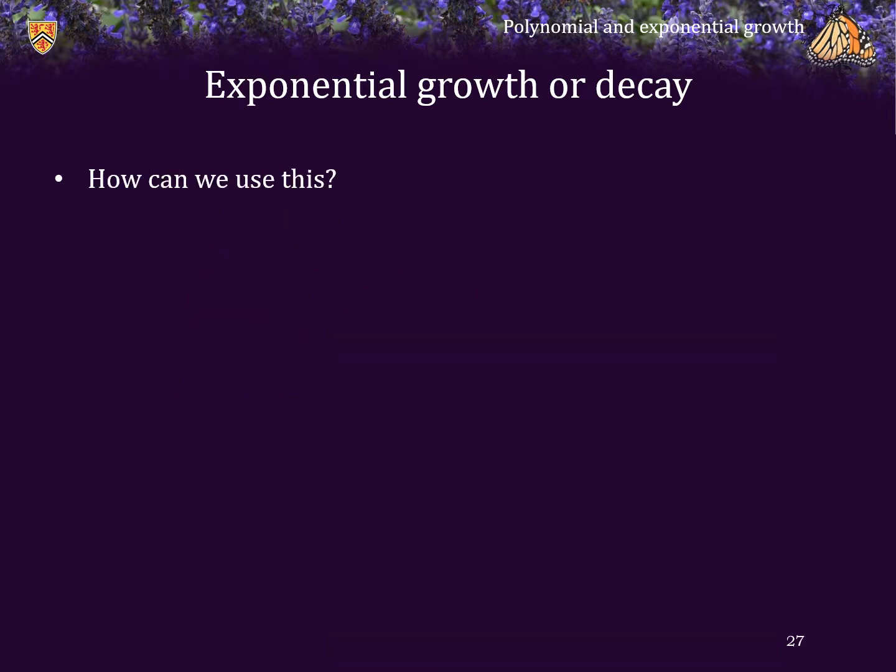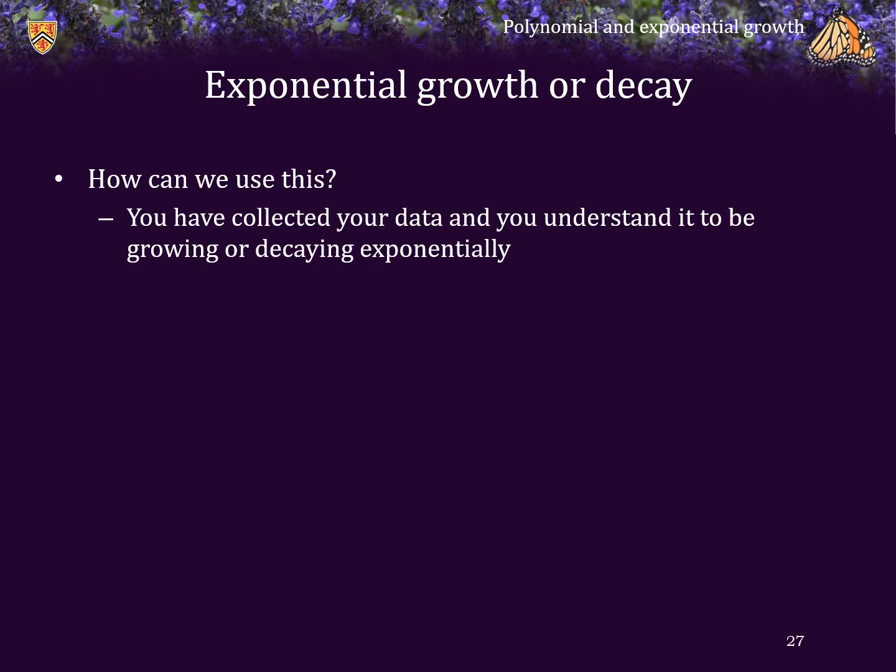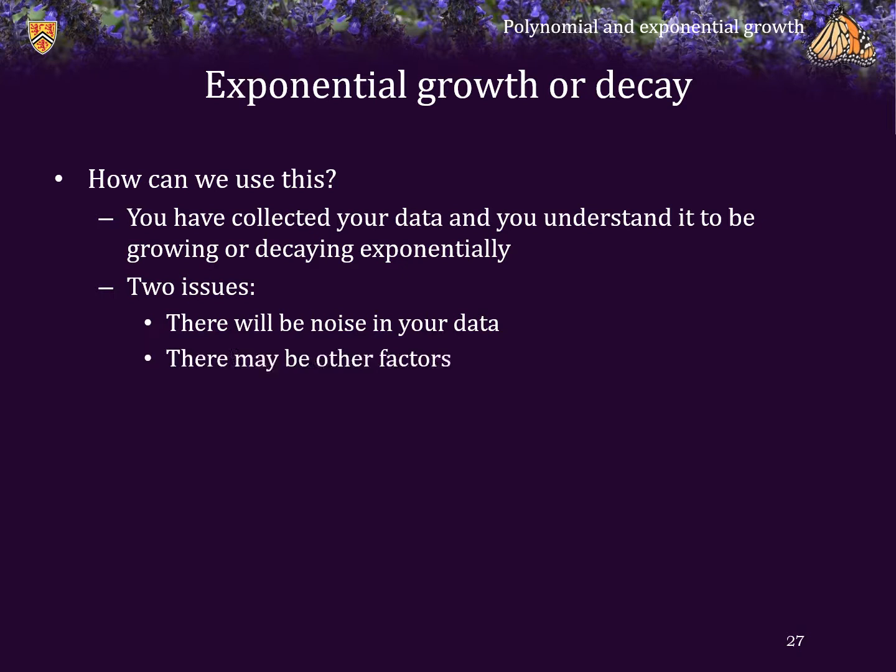All right, so how can we use this? You've been collecting your data, so at various times you've been counting or measuring some quantity, and you understand that the quantity is growing or decaying exponentially. There are, however, two issues. First, there's going to be noise in your data. So the count's not going to be perfect. You may miss some information, or you may accidentally count too much. Also, there may be other factors involved. Hopefully, these other factors are significantly less than the exponential growth or decay.